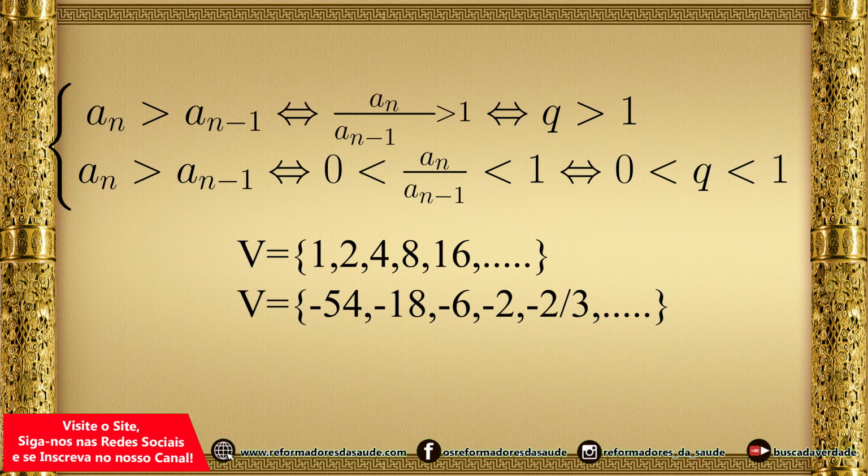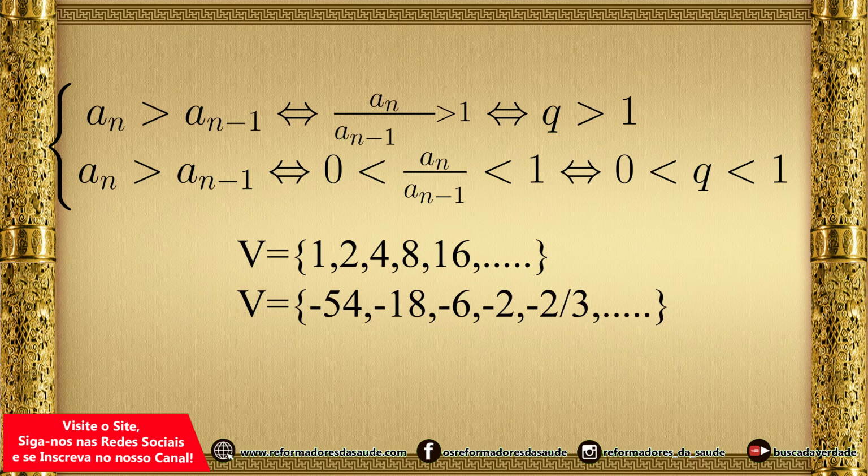In the second line of the recurrence formula, we now have negative terms. If the term a index n is smaller in modulus than the term a index n minus 1, then its division generates a number between 0 and 1. So, for the terms to be increasing, the q has to be between the value 0 and 1.